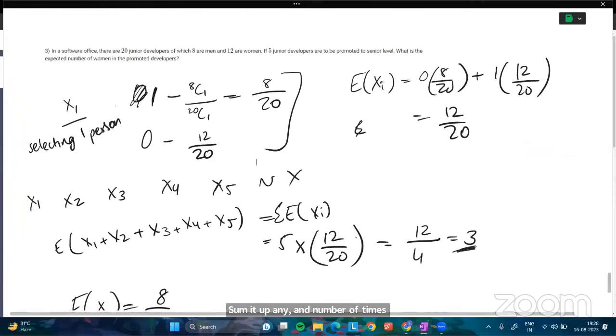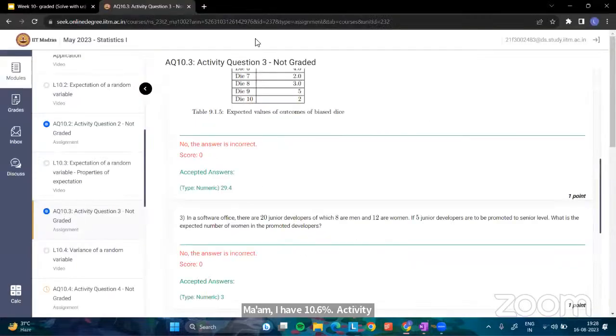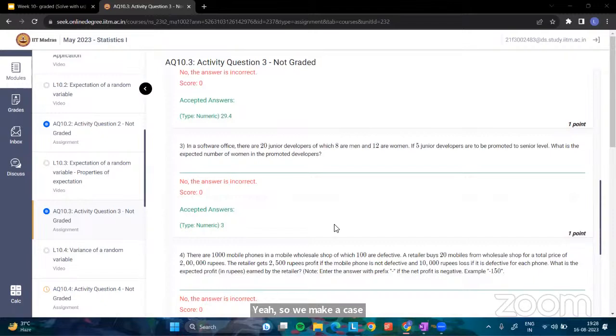Ma'am, I have a doubt in 10.6, question number 3, activity. Yeah, question number 4, ma'am. Yeah, we discussed that. So we make a case of one phone, and it is defective or it is proper, like good. But in this case, it won't be 0 and 1. It will be 2,500 and minus 10,000.